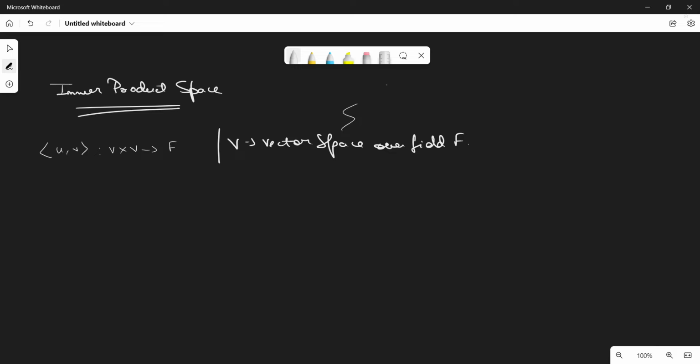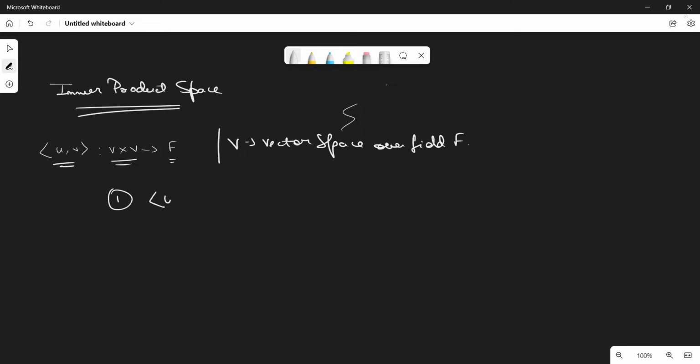Okay, so we define a function <u,v>, a multivariable function. We have two variables, two independent values of this particular function. So the domain of this function is the V cross V set, and to its field. Okay, so this is the definition of an inner product, and it obeys certain conditions.